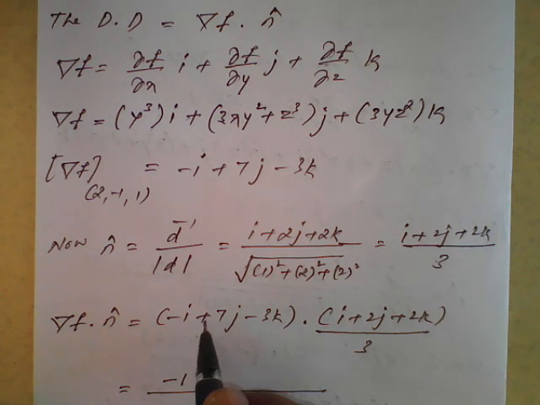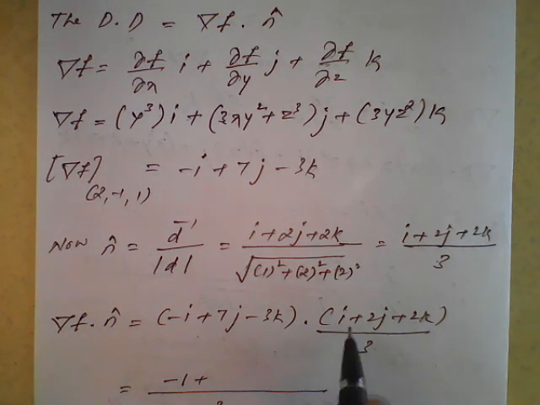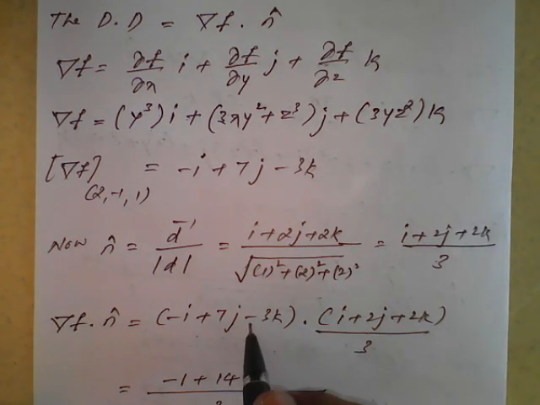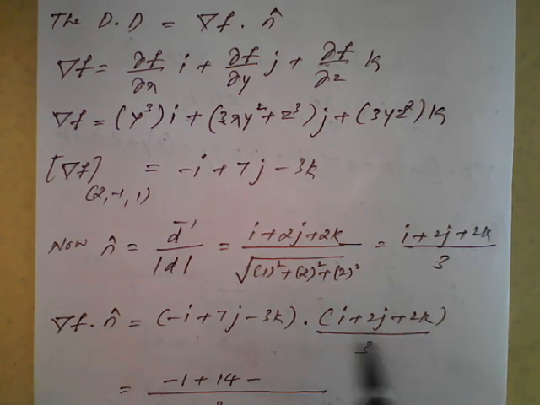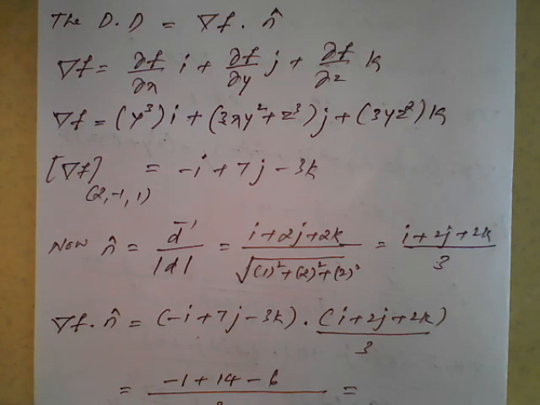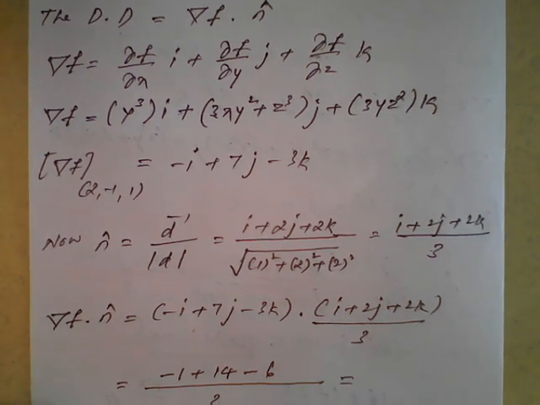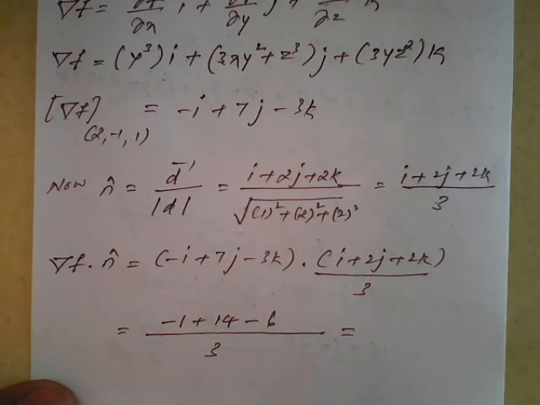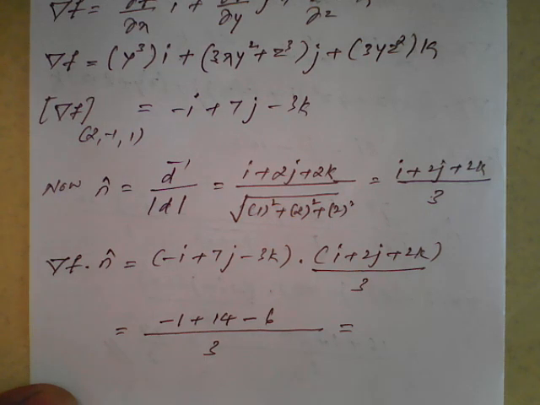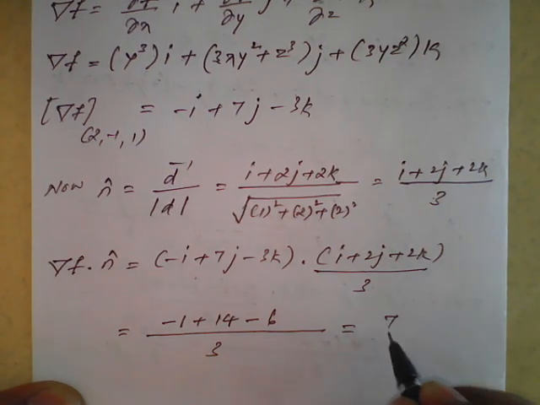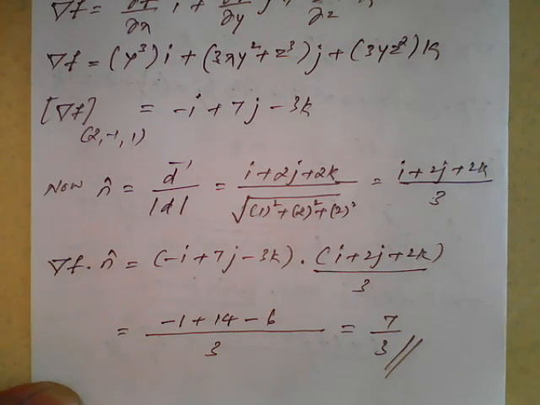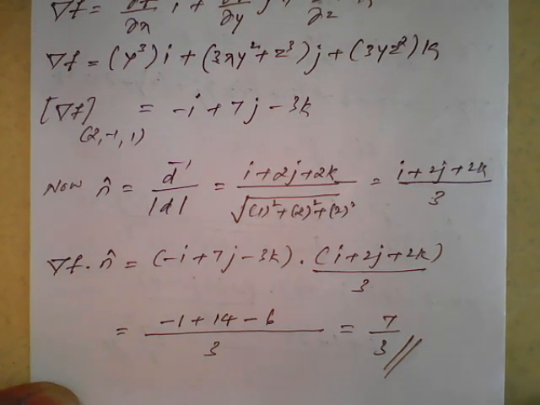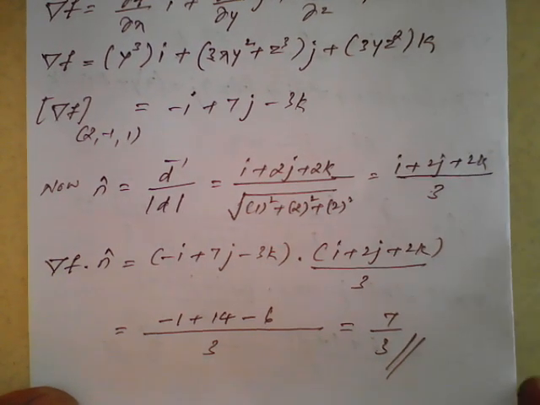Plus into plus is plus, 7 times 2 is 14. j dot j is 1, leave it. Minus into plus is minus, 3 times 2 is 6. So on simplification it will be 7 divided by 3. In this way the problems of directional derivative will be worked out.